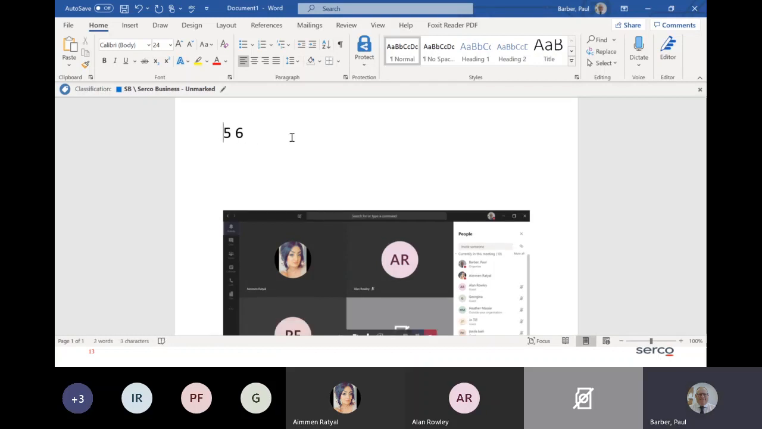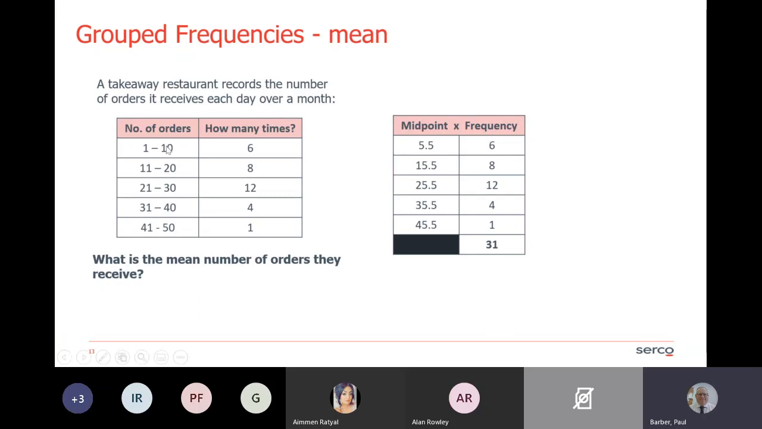And as we said with our median before, the midpoint of those two would actually be 5.5. The other way you can work out the midpoint is adding them both together. So 1 add 10 and divide by 2 would be 5.5.